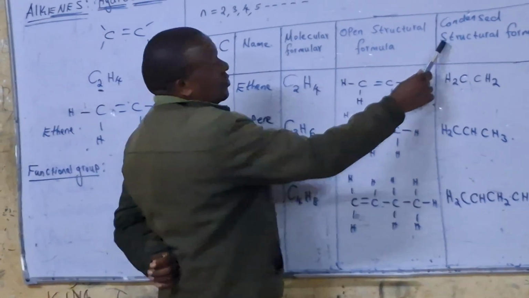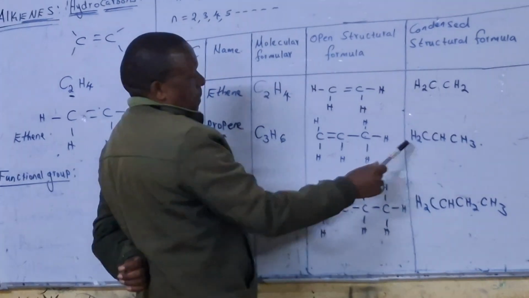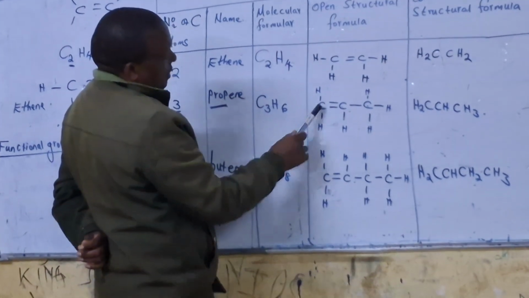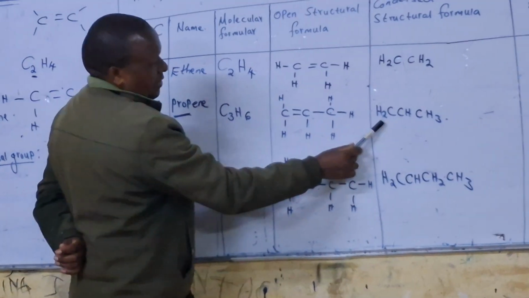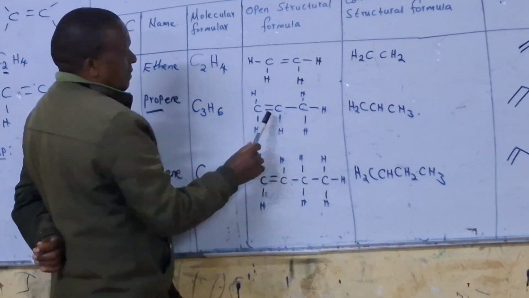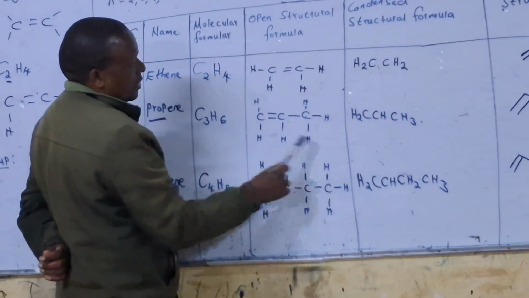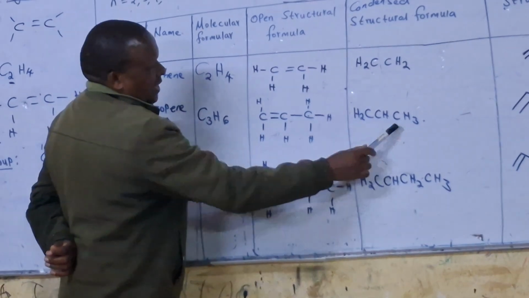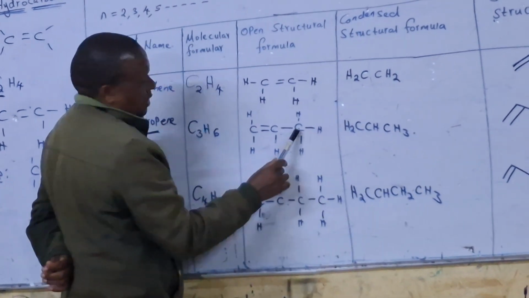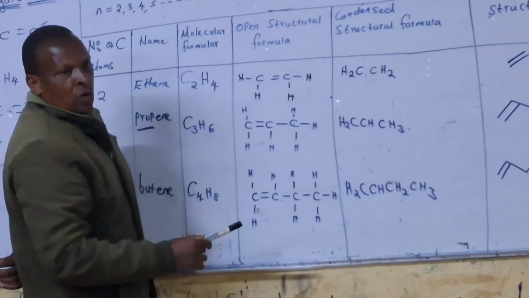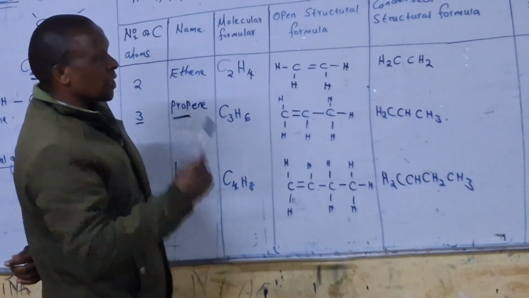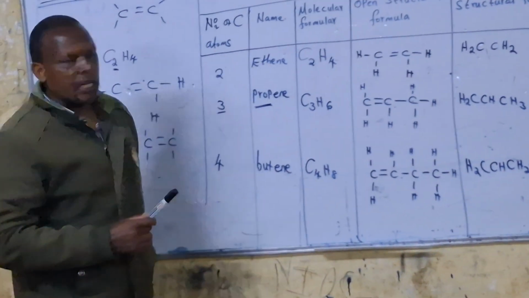Then you have the condensed structural formula. We start with this one. How many hydrogens do you see on the first carbon atom? 1, 2. That's why you are seeing this H2. The first carbon atom is CH2, then the next is CH, and then the last carbon atom, C3, is this C with these 3 hydrogen atoms, CH3.